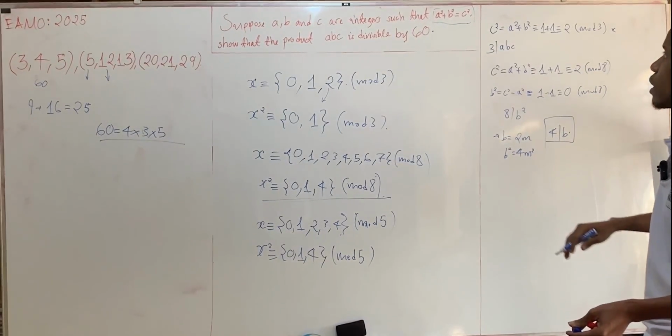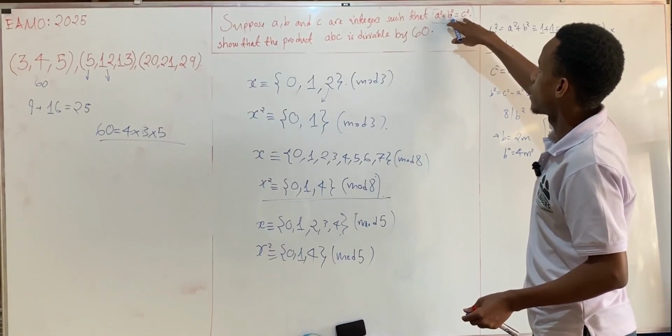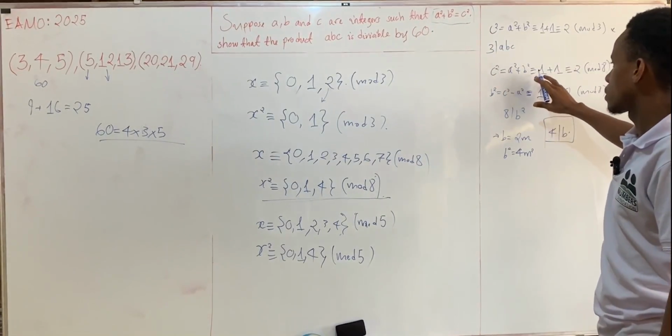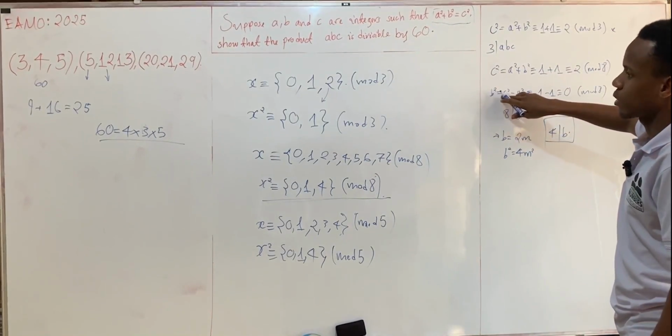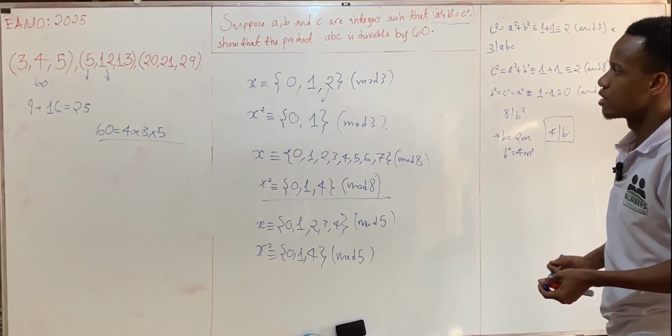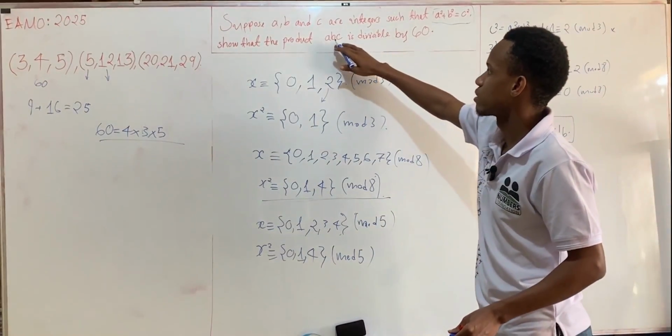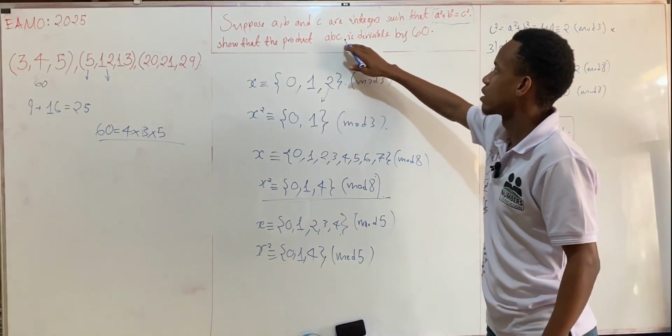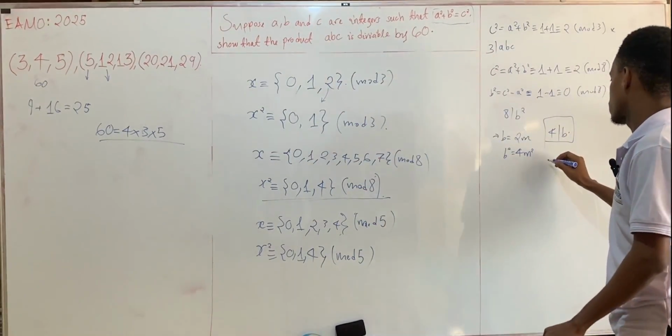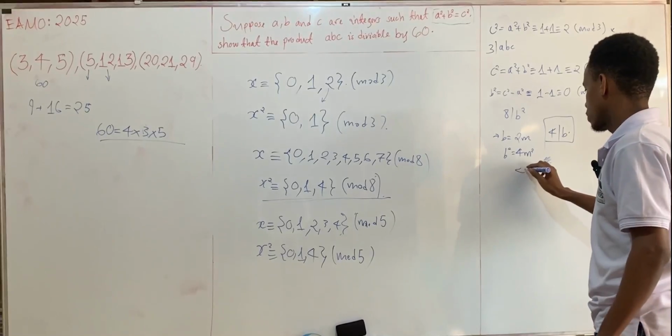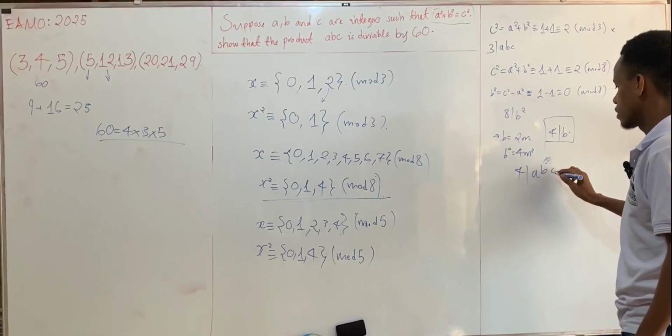And in the case where A is even and B and C are odd, it's very similar to what we just did here. We just swap the roles of A and B. So in this case, we are done showing that 4 always divides the product ABC.